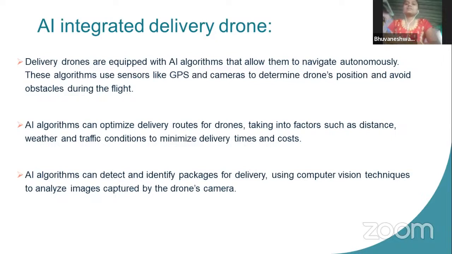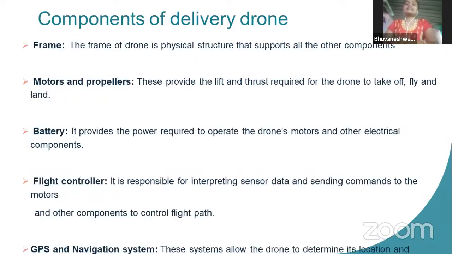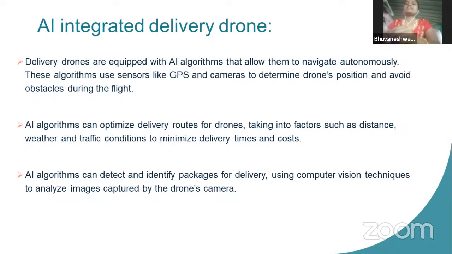AI algorithms help the delivery drones optimize routes, taking into account factors such as weather, distance, and traffic, which helps the delivery drone and other persons take less time in the delivery of goods, and it is cost effective for the persons and for the companies too. AI algorithms can detect and identify packages for delivery using computer vision techniques. The images captured by the camera in the delivery drone are identified and detected by AI systems to deliver the packages.